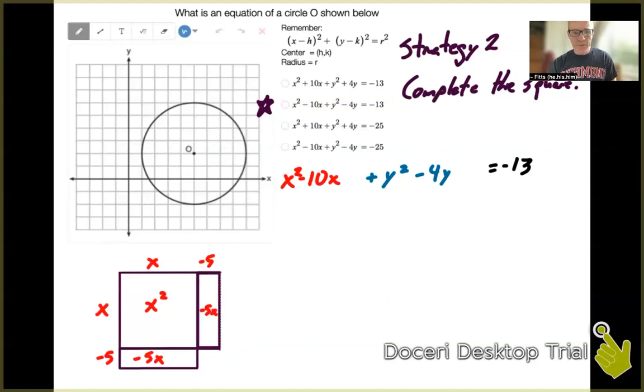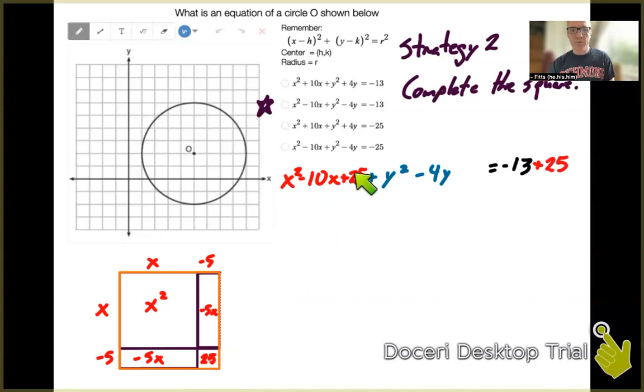Now, what I want to do is complete the square. How I complete the square is I need to fill in this little gap down here. So now I have this orange square. I'm just missing this piece. What is the area of this little square down here? Well, the side lengths are negative 5 and negative 5. So what is negative 5 times negative 5? 25.